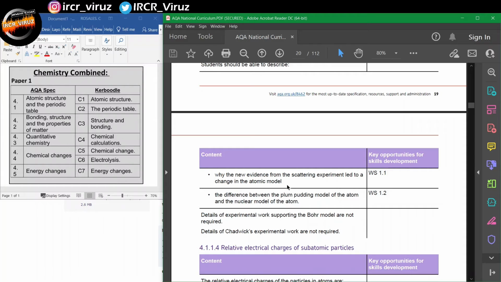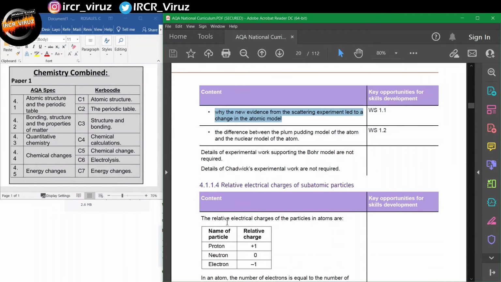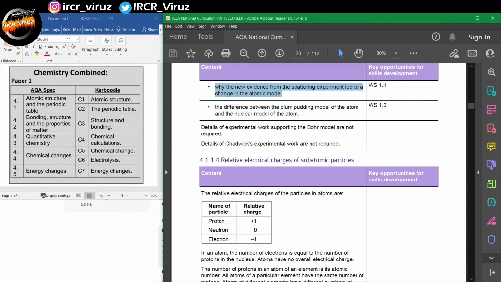Then we're looking at, like I mentioned, the difference between plum pudding and a nuclear model, and you want to look at the scatter experiment. Okay, so you might want to have a look at a couple of videos on that and see how they work. Like I said before as well, you don't need to remember the names of the scientists. You don't need to remember when it was done. You just need to remember the conclusions. What did you find out about the experiment and how the experiment was conducted, okay?